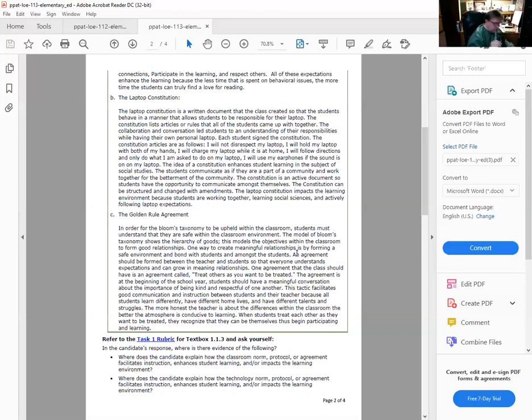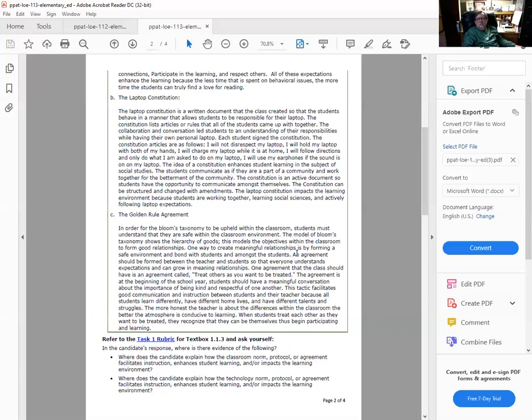It then goes on to say that the Constitution can be changed or amended. The laptop Constitution impacts the learning environment because the students are working together. They're learning social sciences, that's that subject, and actively following the laptop expectations. So they're constantly learning to follow the rules. So that's important.